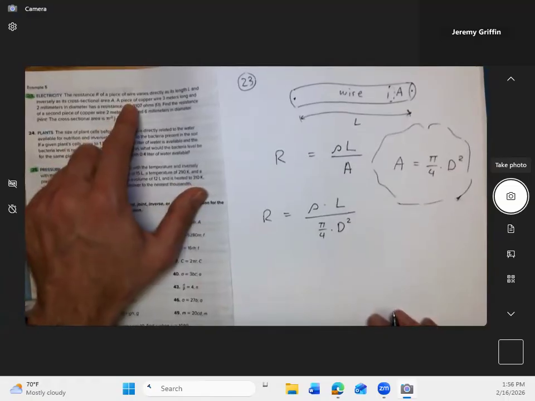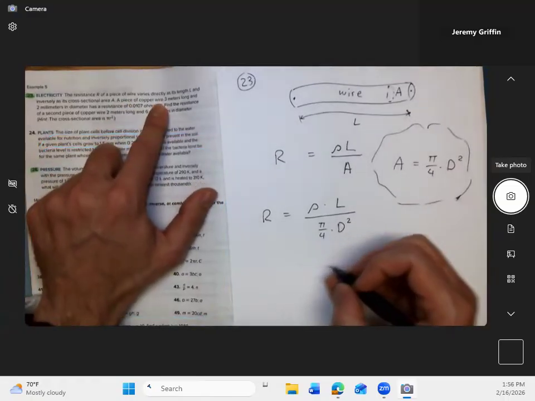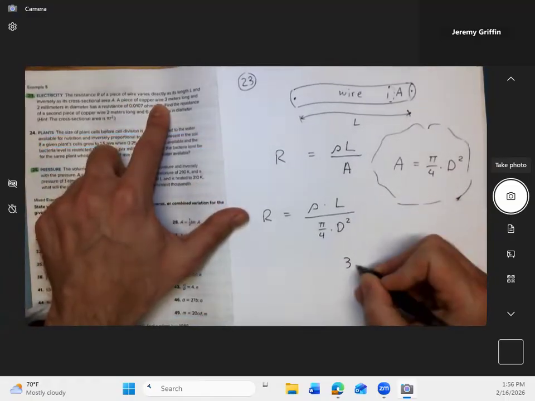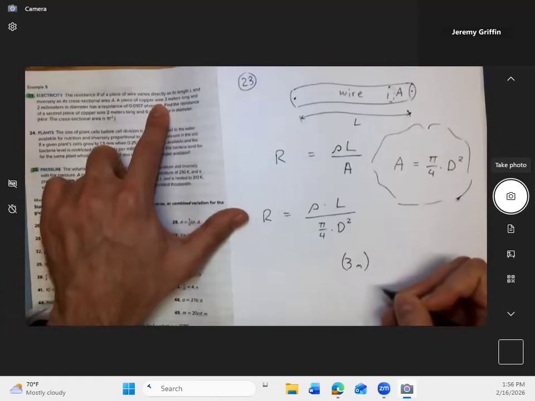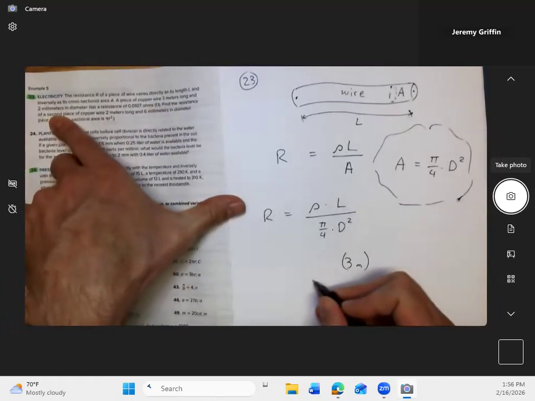All right. So now we can go plug these in. 3 meters long. So where the L goes, I'll put 3 meters. 2 millimeters in diameter.